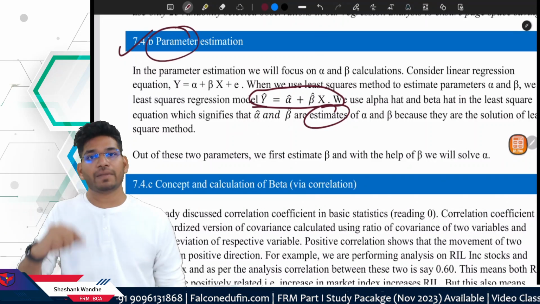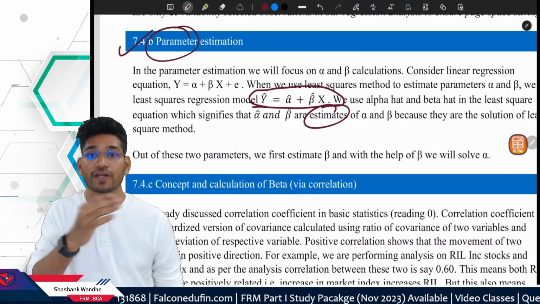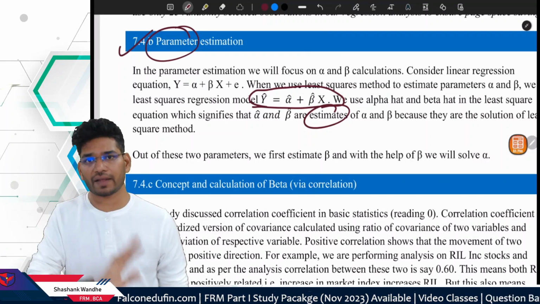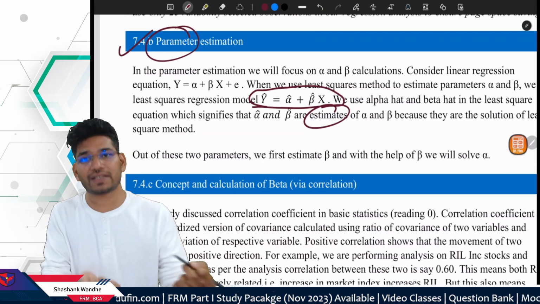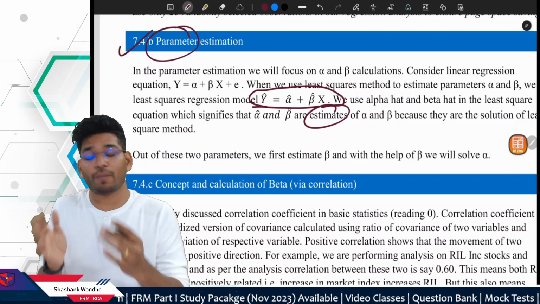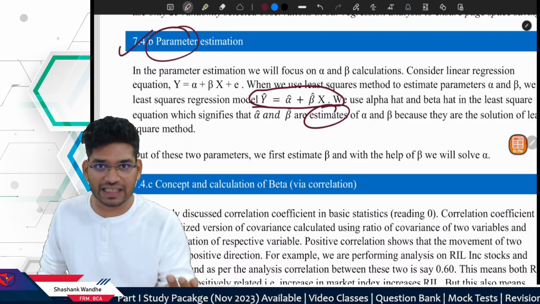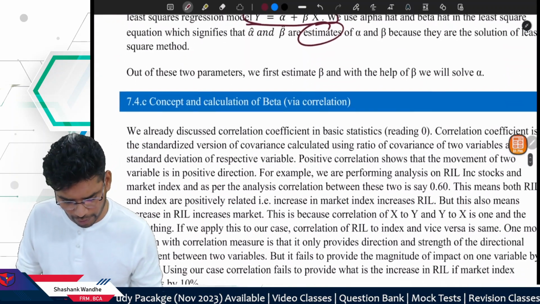Remember, parameters are for the population, estimates are for the sample. This is the only difference between the parameter and the estimate. What estimates the population's parameter is known as the estimator. This is what you have to remember.